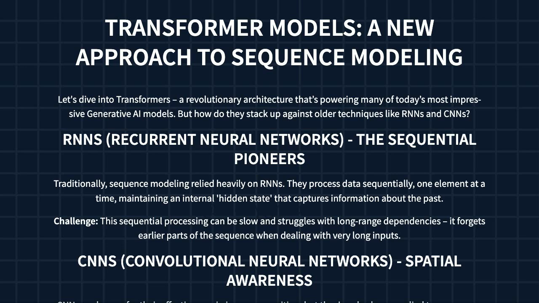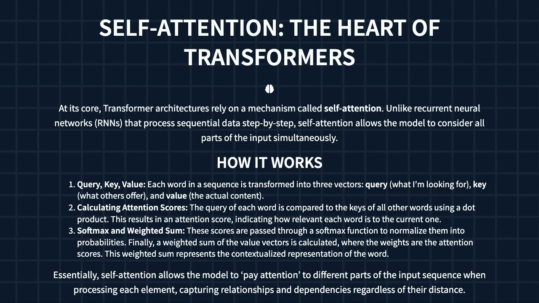Transformers completely flipped the script. They use something called attention. Basically, every word looks at every other word and figures out how important it is. This allows them to handle long sequences much more effectively, and because they don't process things sequentially, they can train much faster.